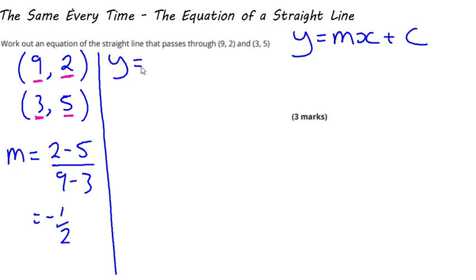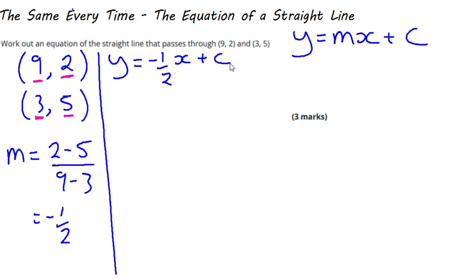y = mx + c. I already know what the gradient is, so I'm going to write that in. So y = -1/2 x + c. Now my task is to find the value of c. So all I need to do is just choose one of my sets of coordinates. It doesn't really matter which one I choose.